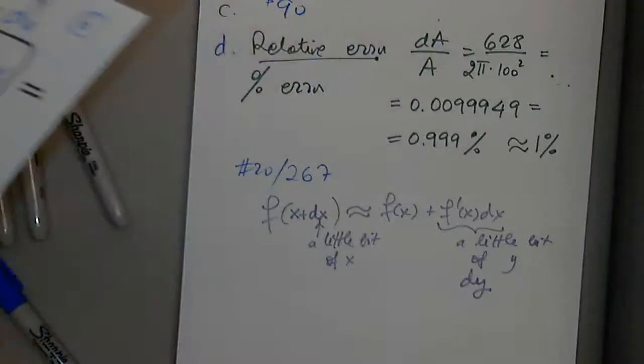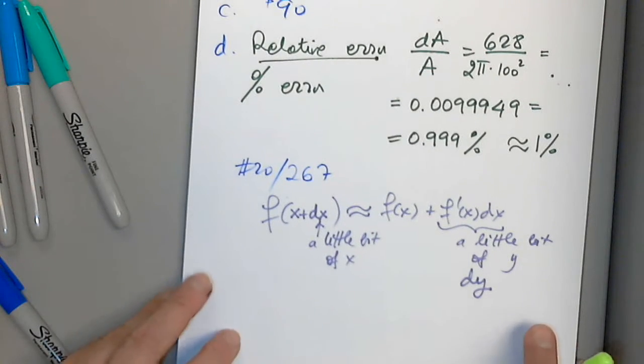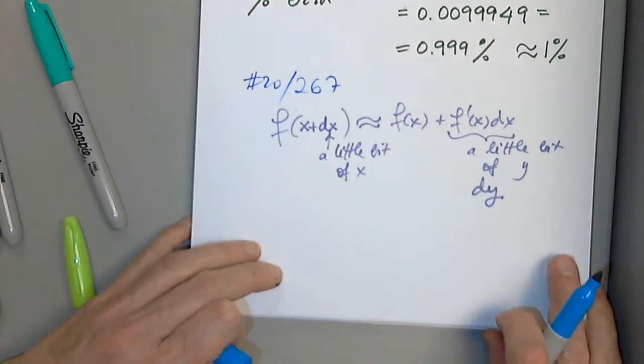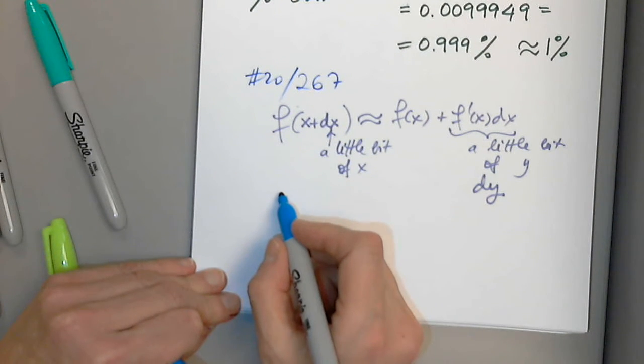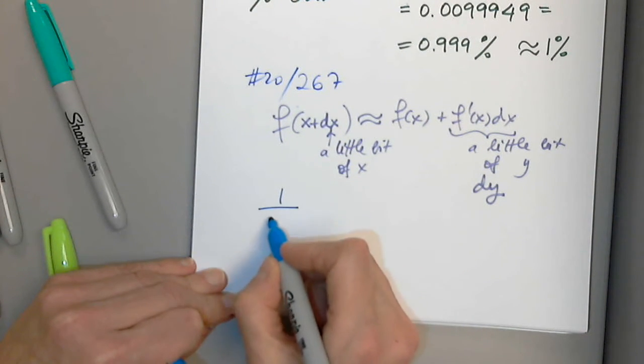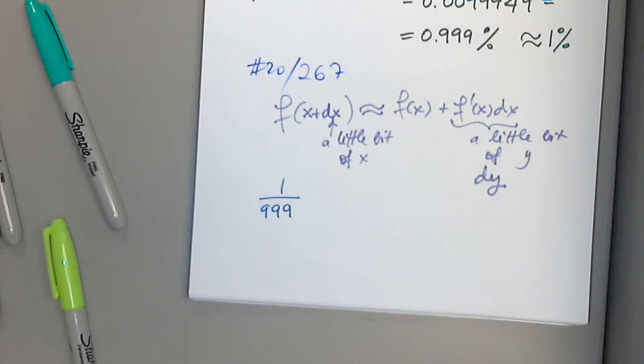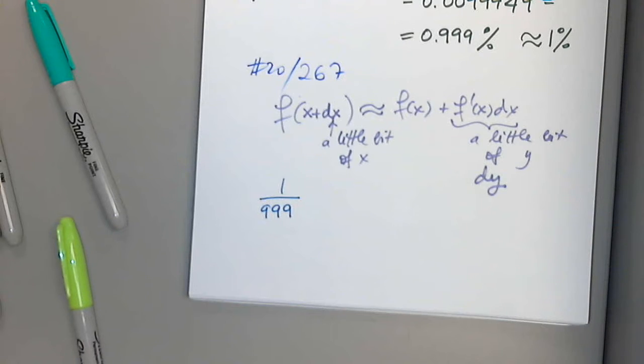Before we read this problem, I would like to just show you one more example. Let's say 1 divided by 999. Let's say I want to approximate this. I don't have a calculator to punch it in. I don't remember how to divide, but I'm asking myself, can I use something like this to approximate this? And the answer is yes.